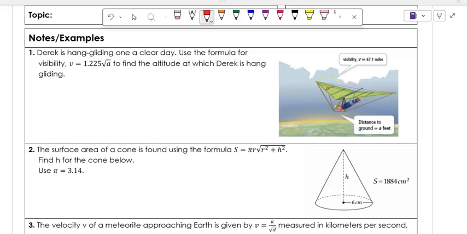All right, guys, so I'm going to go ahead and go through a couple of these problems for application, just to kind of explain some of the steps and processes for these.